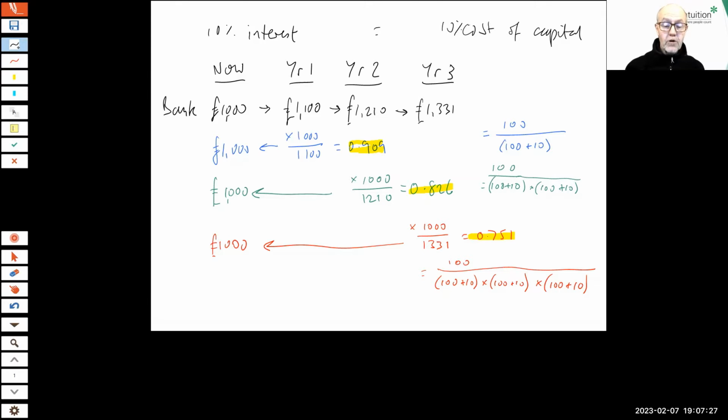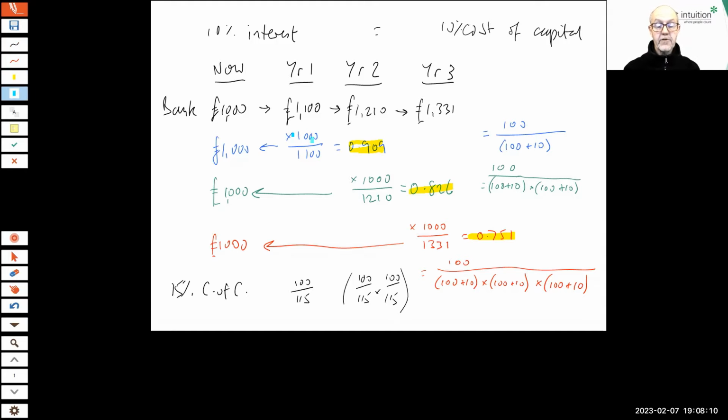And if it was a 15% cost of capital, same exercise: year one would actually be 100 over 100 plus 15. I'm just taking the zero off there; 100 over 110 at 10% is the same. Year two would be 100 over 115 times 100 over 115. And so on for every year, because that's the other way we can express this calculation.